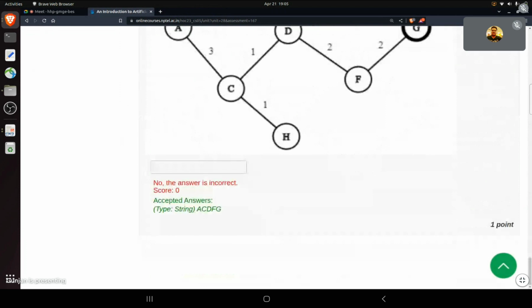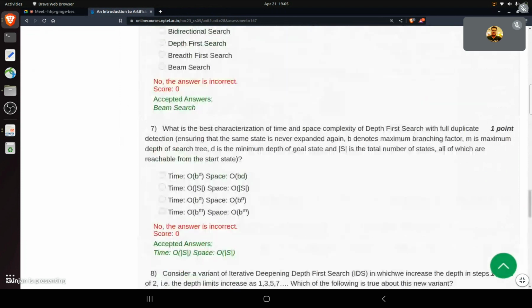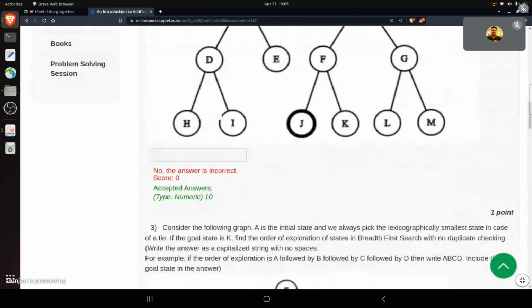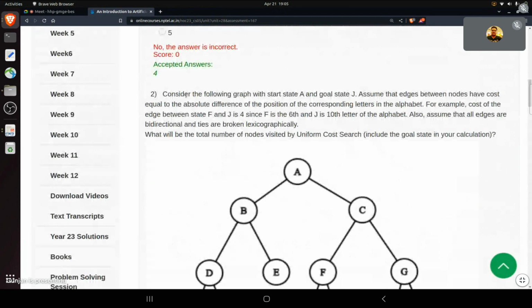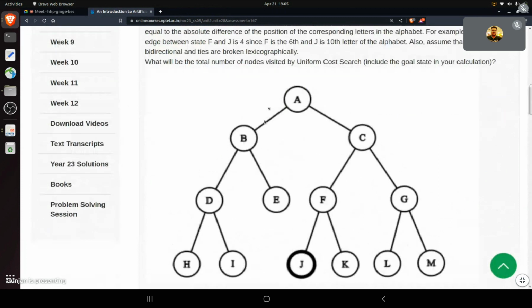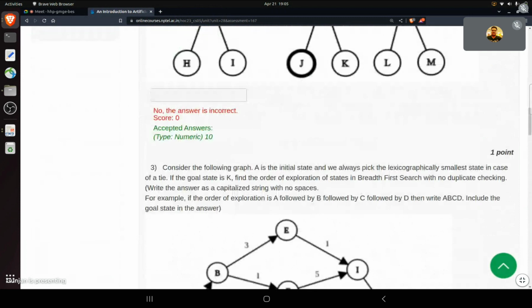Okay, so let me find an easier graph then. This is like a huge graph. Okay, let's just do this. Yeah, you can take this, sir. We have to go from A to J and I have to apply uniform cost search.